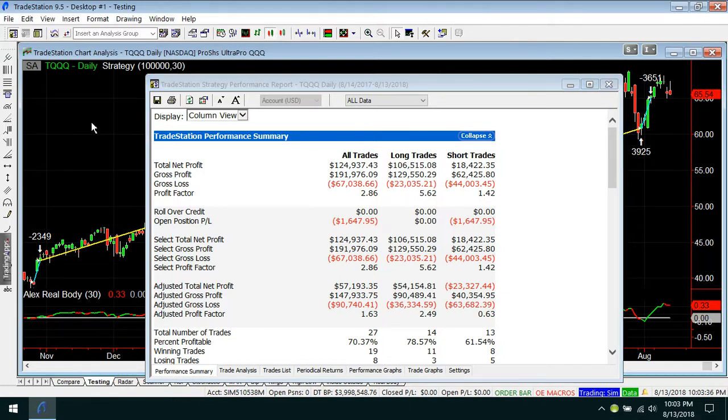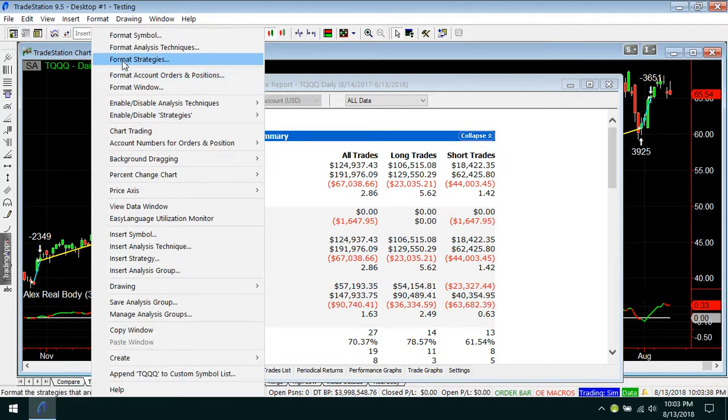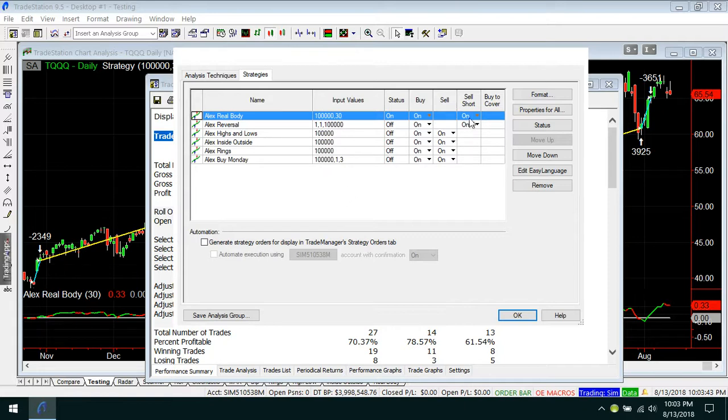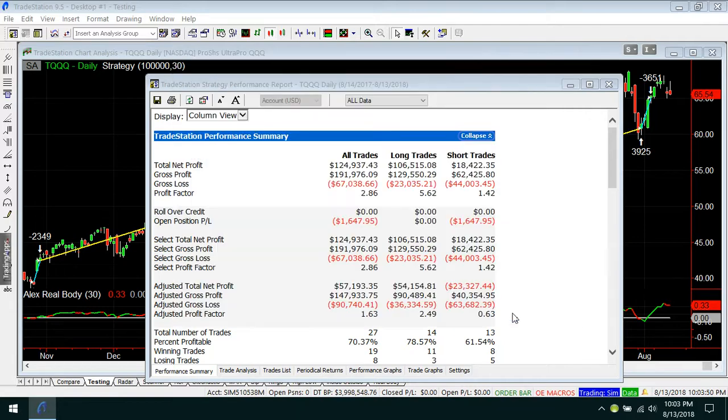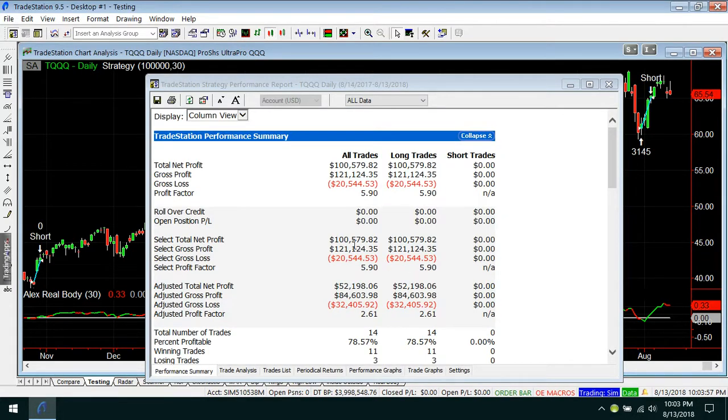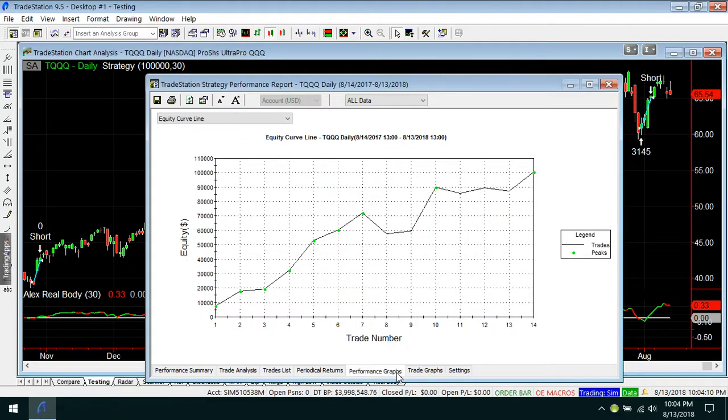Now I'm going to change something over here. I'm going to format the strategy, and instead of going both long and short, I'm going to set it so it only exits on a short. So this is going to be a long only strategy, and let's see what that yields for us. Okay, it only makes $100,500 and some dollars, so it still doubles your money, but it doesn't make $124,000. The equity curve looks like that.